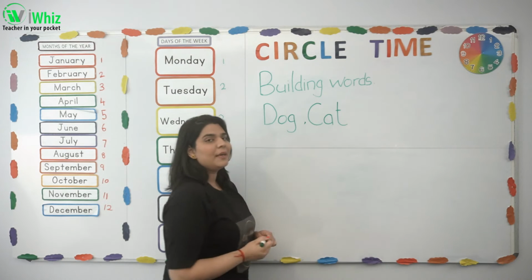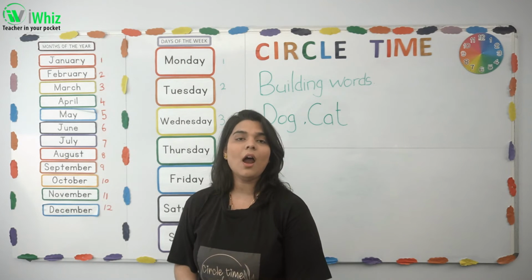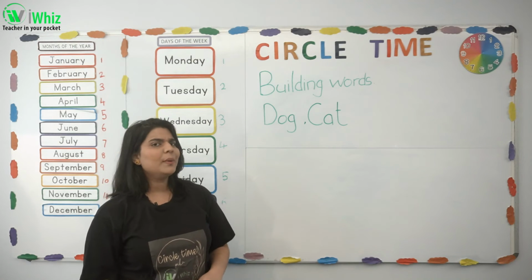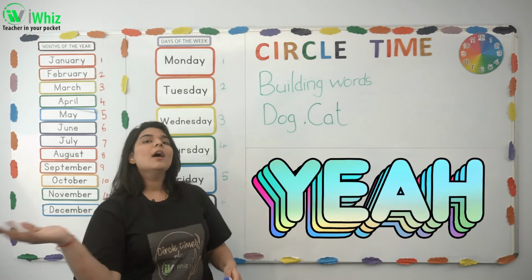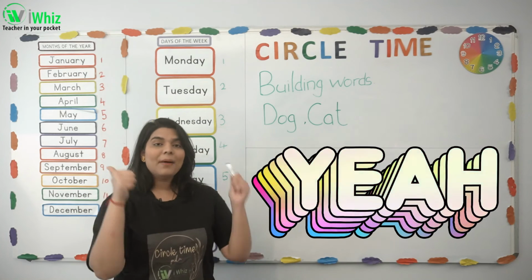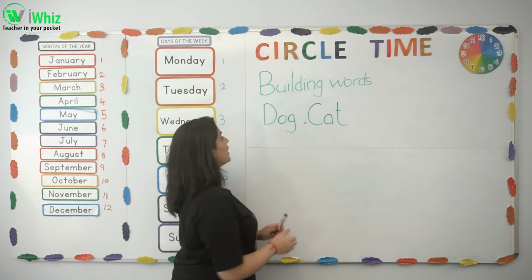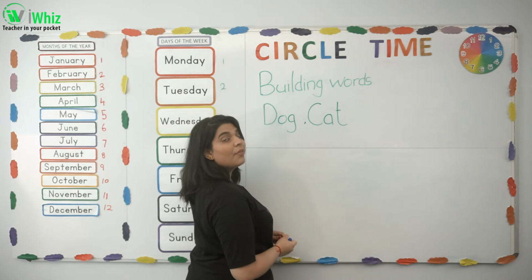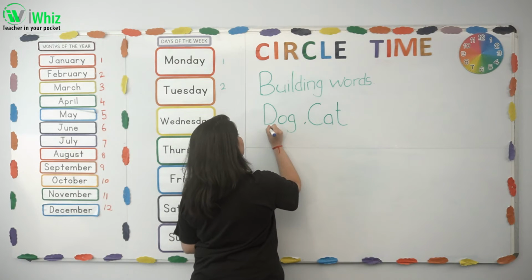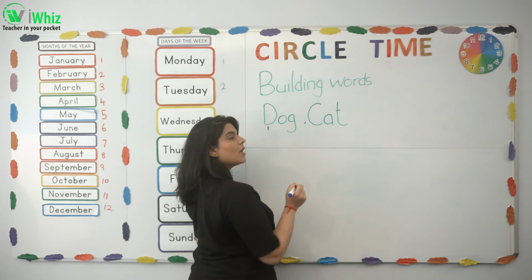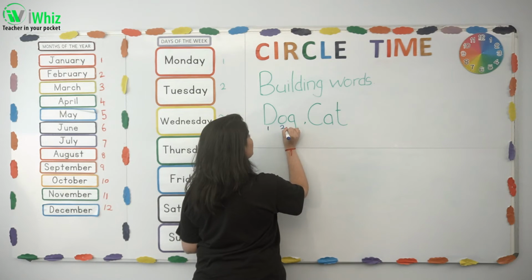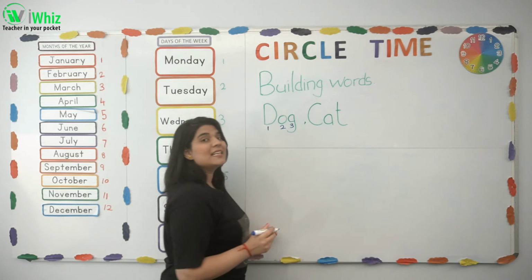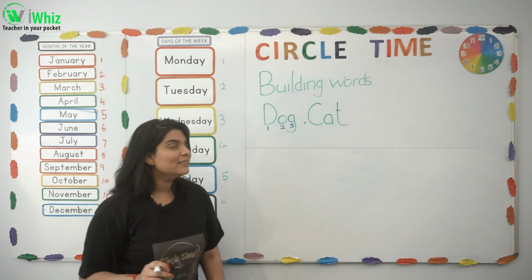Now remember, at the beginning of the lesson we said that we are going to make 3-letter words. So let's see, have we done that? Will you count with me? Perfect, let's go. D-O-G spells dog. Let's count the letters. D, number 1. O, number 2. G, number 3. That is a 3-letter word.